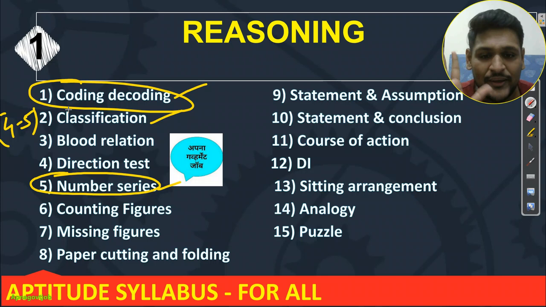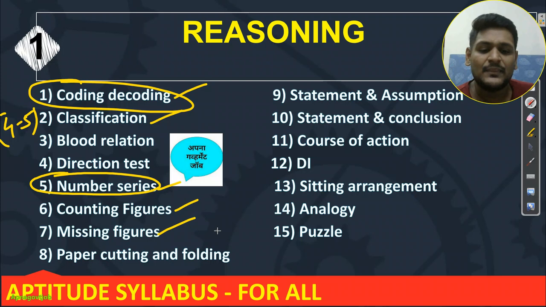Direction, blood relation, you can do definitely from Telegram PDF, Q-box. Again counting of figures, missing figure, paper cutting, rounding. For non-verbal reasoning, definitely RS Agrawal is best if you already do that. But for other standard topics, our Q-box and Telegram PDF, no need to worry there. Then your analytical part: statement, conclusion, assumption. Then your syllogisms are there.